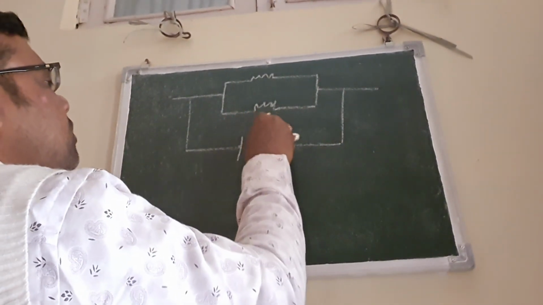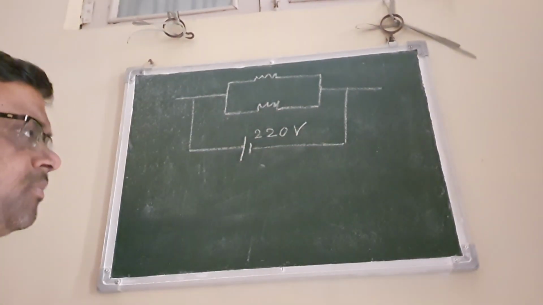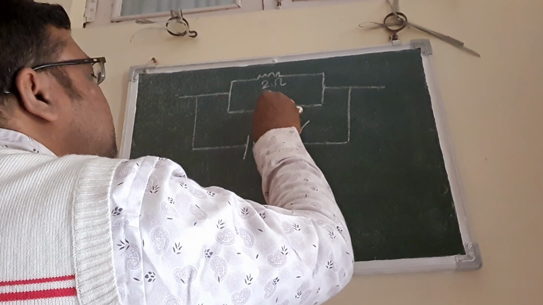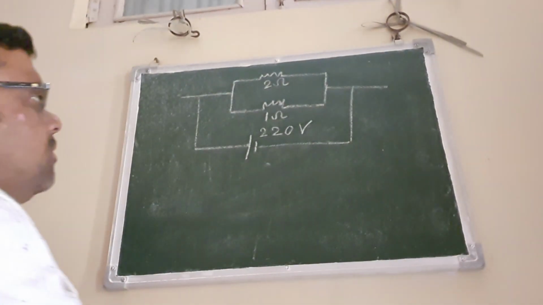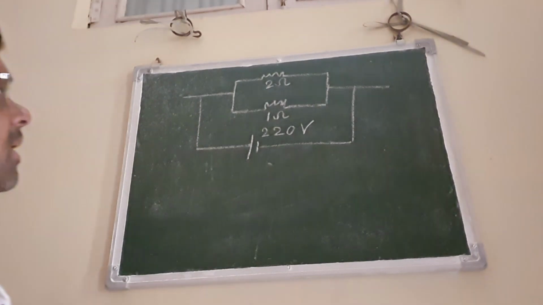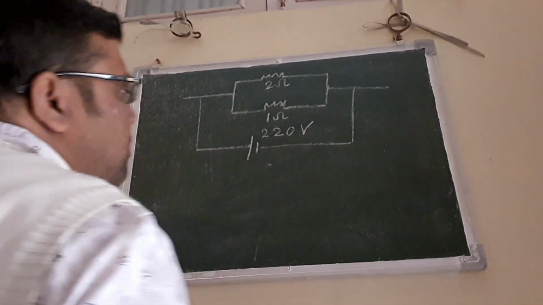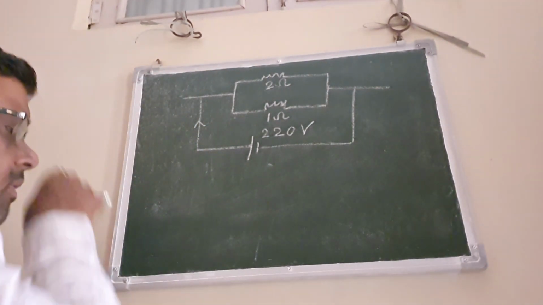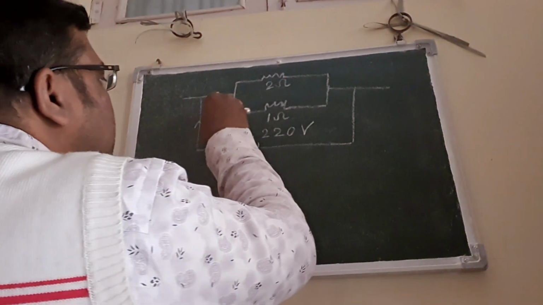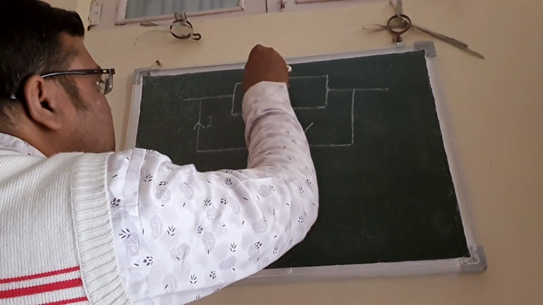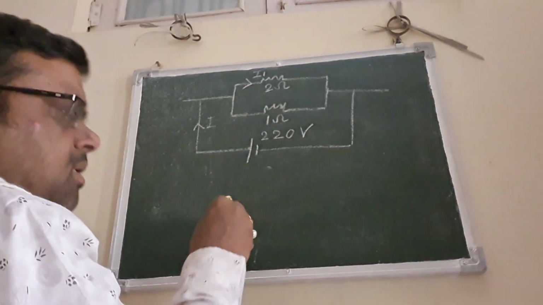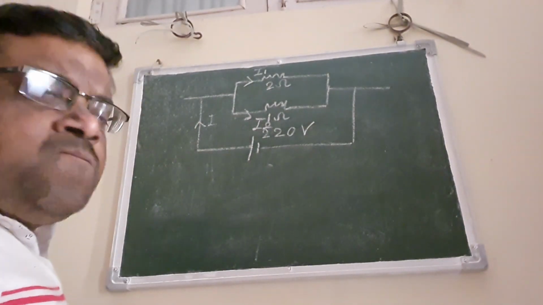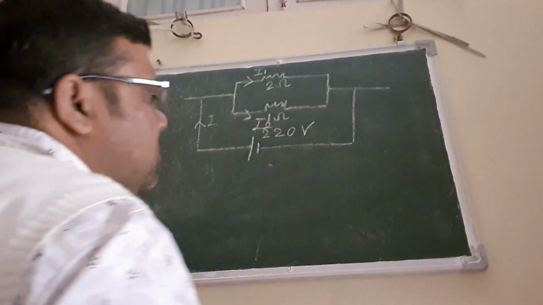It has been connected to a battery of 220 volt, and the resistances are 2 ohm and 1 ohm. They are connected in parallel. So we have to determine the current that is flowing through this circuit. Also we have to determine the current flowing through the 2 ohm resistor and the 1 ohm resistor. So now we are going to solve this question.